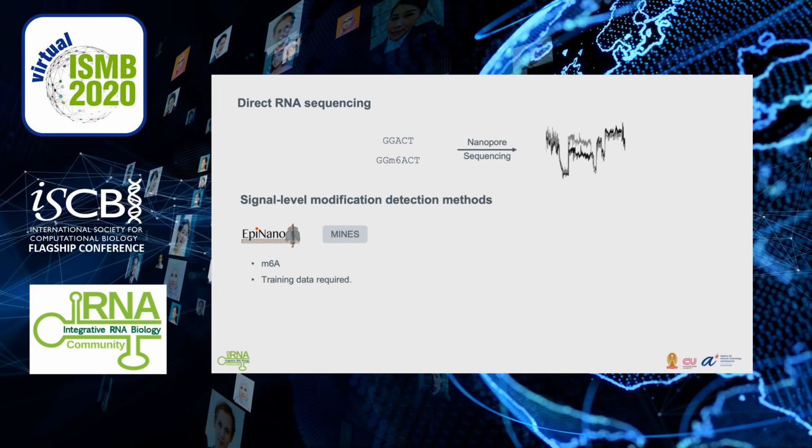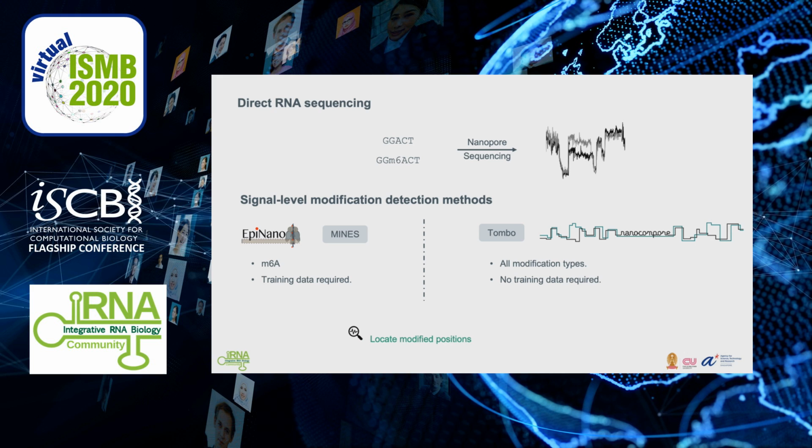Among those studies are EpiNano and MINES, in which a supervised machine learning model was trained to detect M6A sites. On the other hand, Tombo and NanoCompore detect modified sites by comparing between case and control samples. So in this case, any types of modifications can be detected and no training data is required beforehand.